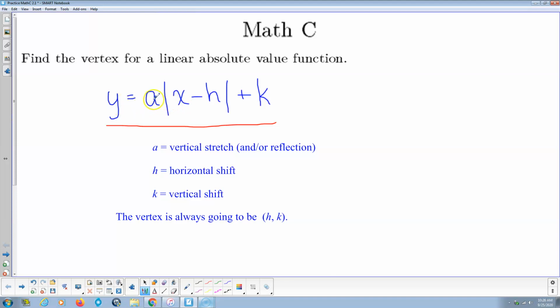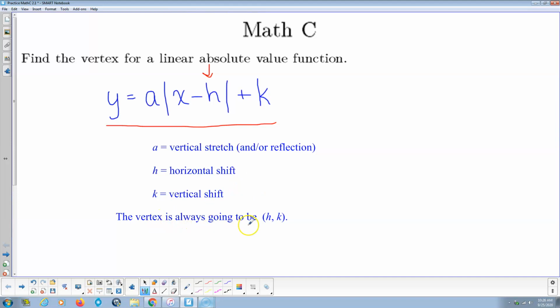And so a is the vertical stretch, and if a is negative, it also means the vertical reflection. h is the horizontal shift. Notice this being added to x is the opposite of h. So whatever number we're adding to x is the opposite of the horizontal shift. That's a sign error waiting to happen for students. And then the number we add on the outside, adding is a shift. It's on the outside, so it's a vertical shift. And notice it's positive k. So whatever number k is, that is the vertical shift.